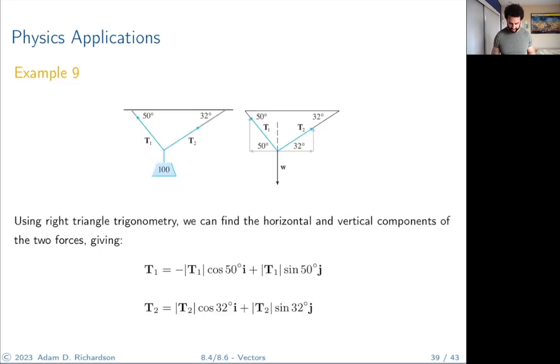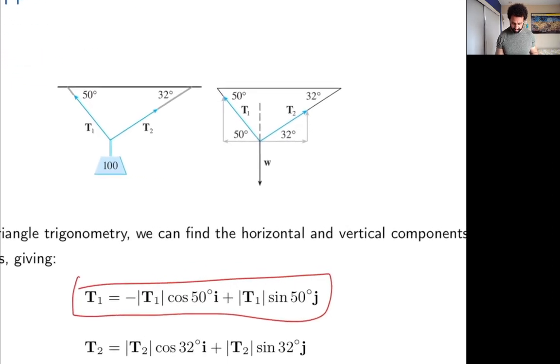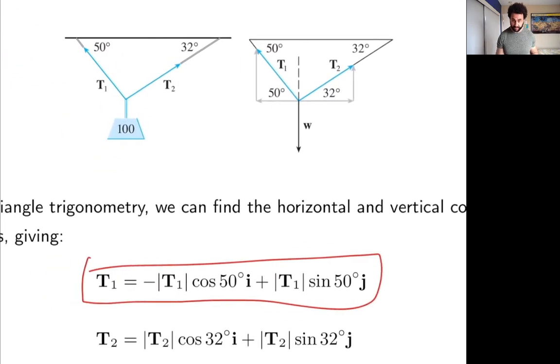If you remember the right triangle trigonometry we talked about in section 7.1, let's look for the horizontal and vertical components. Yeah, exactly. Okay, like it says right here. What's T1 and what's T2? So let's look at T1 for a minute. I'm going to try to zoom in and keep this all together.